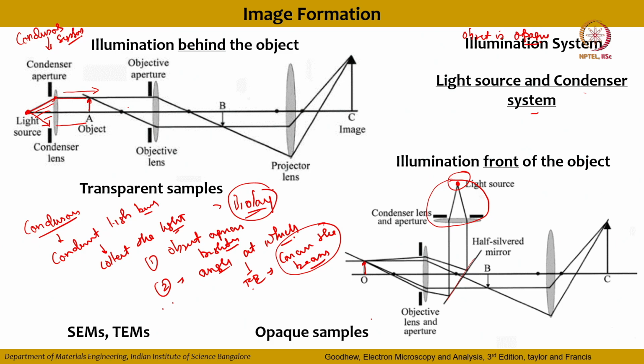So you can see that at each lens system, either an objective lens system or a condenser lens system, there are what are called apertures. These are called variable apertures at each lens. These apertures are very important to control the area of the specimen which is illuminated and the angular spread. So these apertures are used to control the area of the specimen.